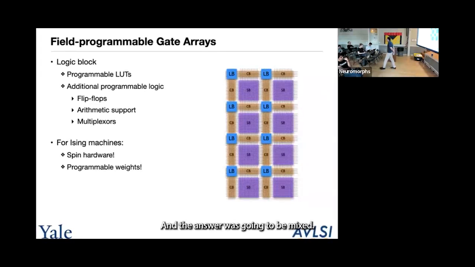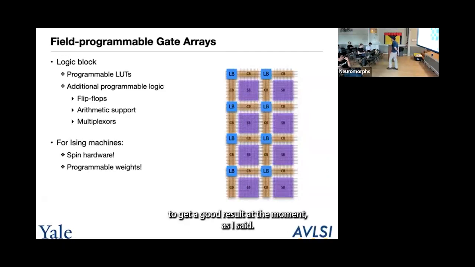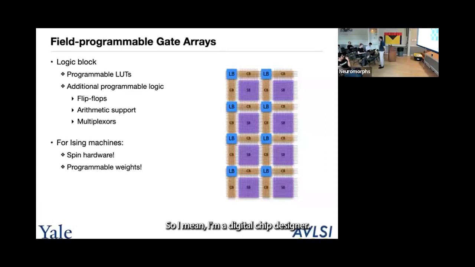And the neurons or the spins are going to be analog, mixed signal. Yes, they need to be, at least as far as we understand it so far, to get good results at the moment. As I said, I'm a digital chip designer. Usually most projects I work on end up being all digital, but that's when we've understood what can be digitized. Here, I don't think we understand that yet. So this is not going to start as digital. It's going to start as analog.